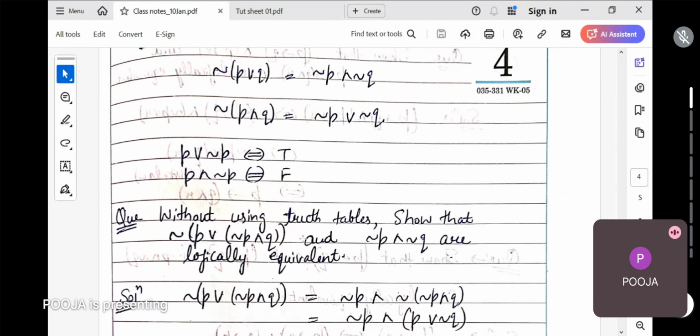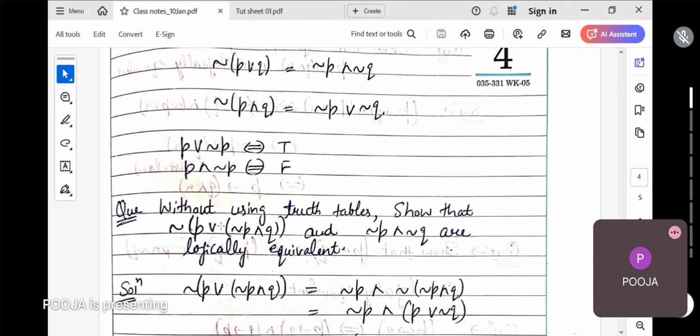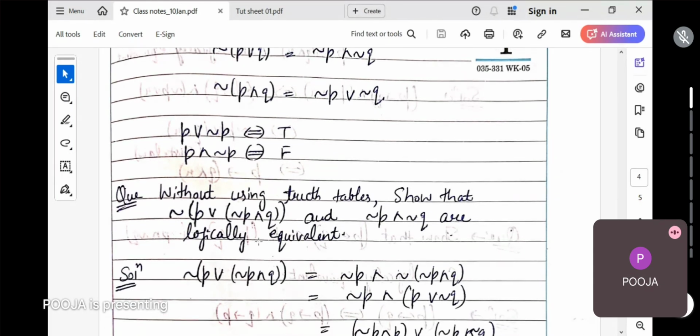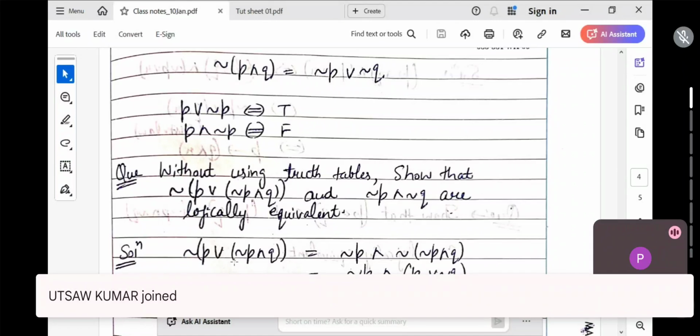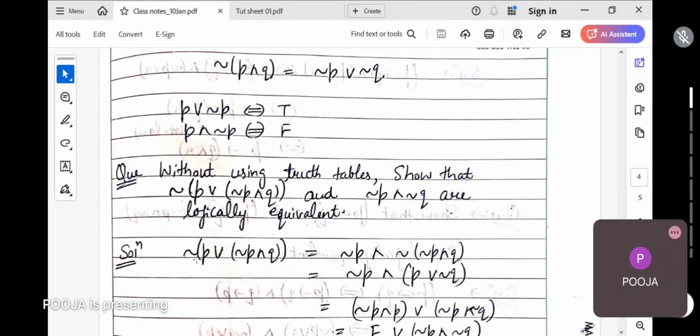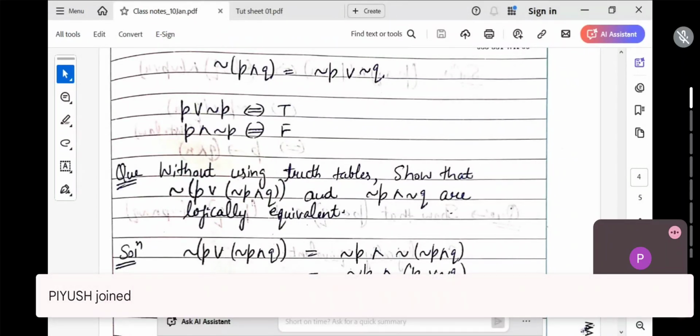The method is you can take one statement and show that it is logically equivalent to the other. So I have taken the first one, the negation of this one. Firstly, I will apply De Morgan's law here. The negation of P, join's negation will be meet, then the negation of this complete statement. Again, I will use De Morgan's law in the second statement. It will be P join negation of Q.